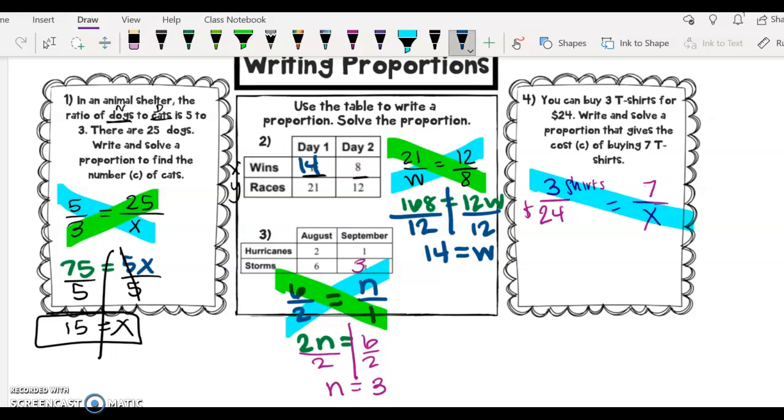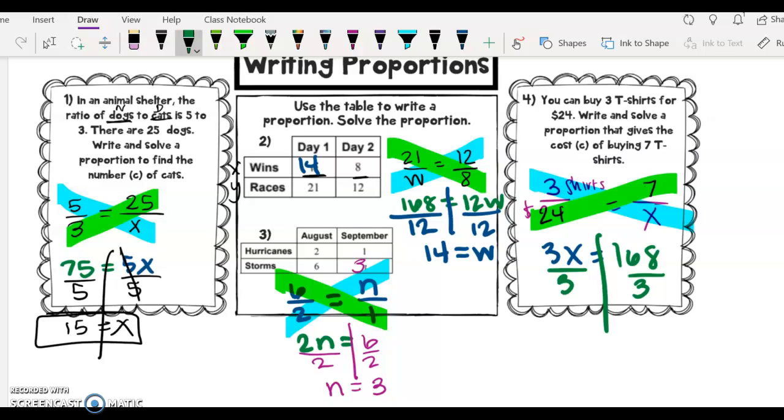So 3 times x is 3x. 24 times 7 is 168. Oops. Divide by 3 on both sides is 56. So x equals 56. So it would be $56 to buy 7 shirts.